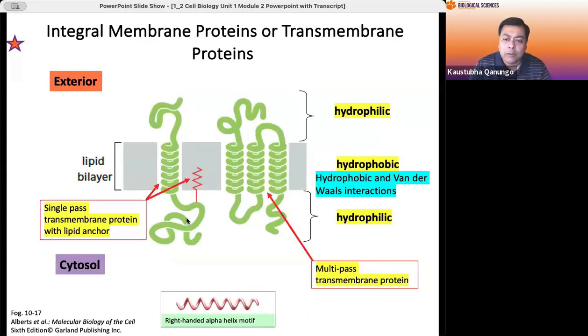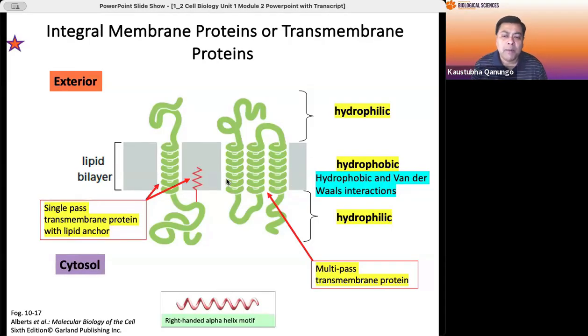All right. So we are looking at, again, some of the transmembrane proteins and the typical type of forces that are associated with that. These are alpha helices. This is a single pass transmembrane protein, and a multi-pass transmembrane protein. And what are the different forces that keep these together? There are hydrophobic and van der Waals interactions. That is actually important as well. Hydrophobic and van der Waals. And see that this part of the protein, which is towards the exterior, is hydrophilic. And the part of the protein which is towards the cytosol is hydrophilic. But the core part is hydrophobic.